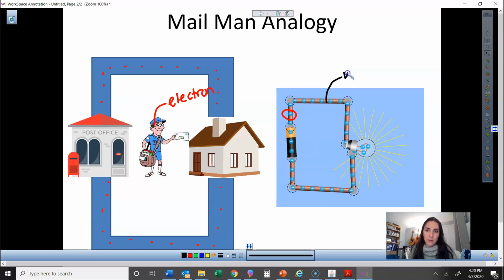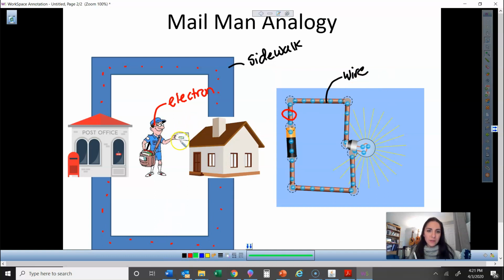So the wire here is the sidewalk here. And yes, in reality, a mailman can walk on other things. Well, let's pretend in this world right now that the mailman cannot walk on anything other than a sidewalk. If it's grass, it doesn't work. If it's water, it doesn't work. It has to be a sidewalk. That's what the wire is to this analogy.